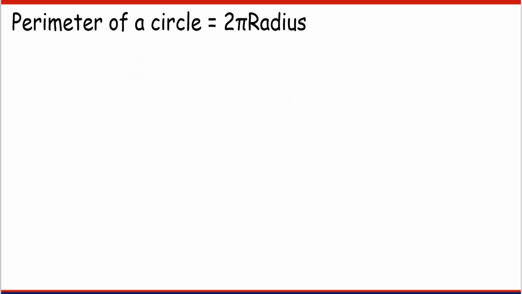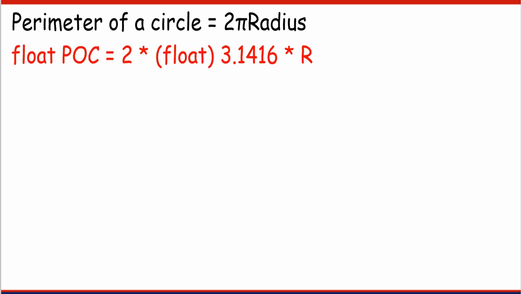Another example, perimeter of a circle is equal to 2 pi radius. Just like in our previous discussion, we have to write the mathematical operator on a given formula. In this example, we have to multiply 2, pi, and radius, so we have to write asterisk in between. Float is the declaration to be used here. POC is the variable name for perimeter of a circle and R for radius.